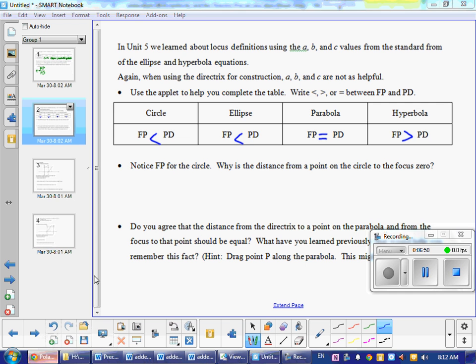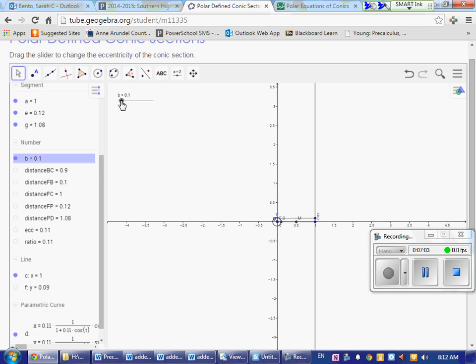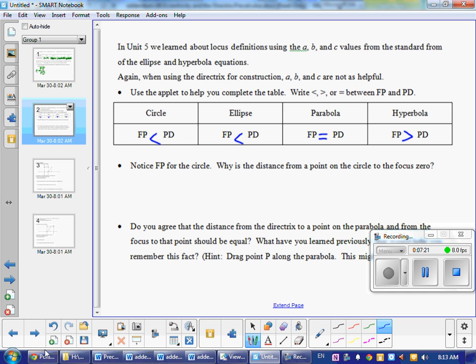Now in this one, you guys might remember I had trouble making a circle because, remind me again, where's the focus? It's on the origin. If you have a circle, your distance to your focus is 0 because its eccentricity is 0. So if I am 0 units away from the focus, I'm on the focus. So right now, when I tried to make a circle, it just sort of dissolved into a single point. So we actually can't look at circles the way this is set up right now. But this is the whole point. It says notice FP for the circle. Why is the distance from a point on the circle to the focus 0? Okay, it's because we put our focus on the origin. So we won't deal with circles today. We're going to leave those for another day.